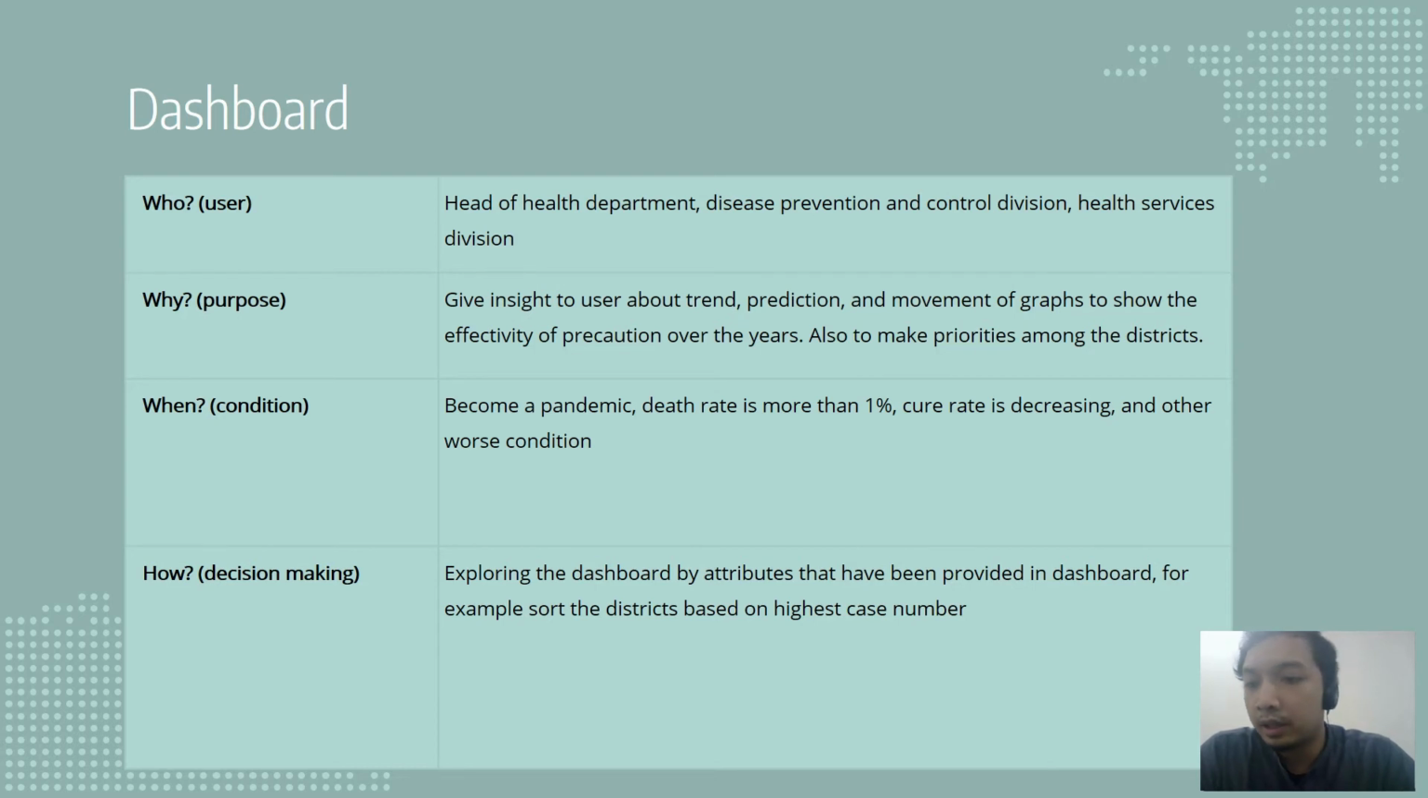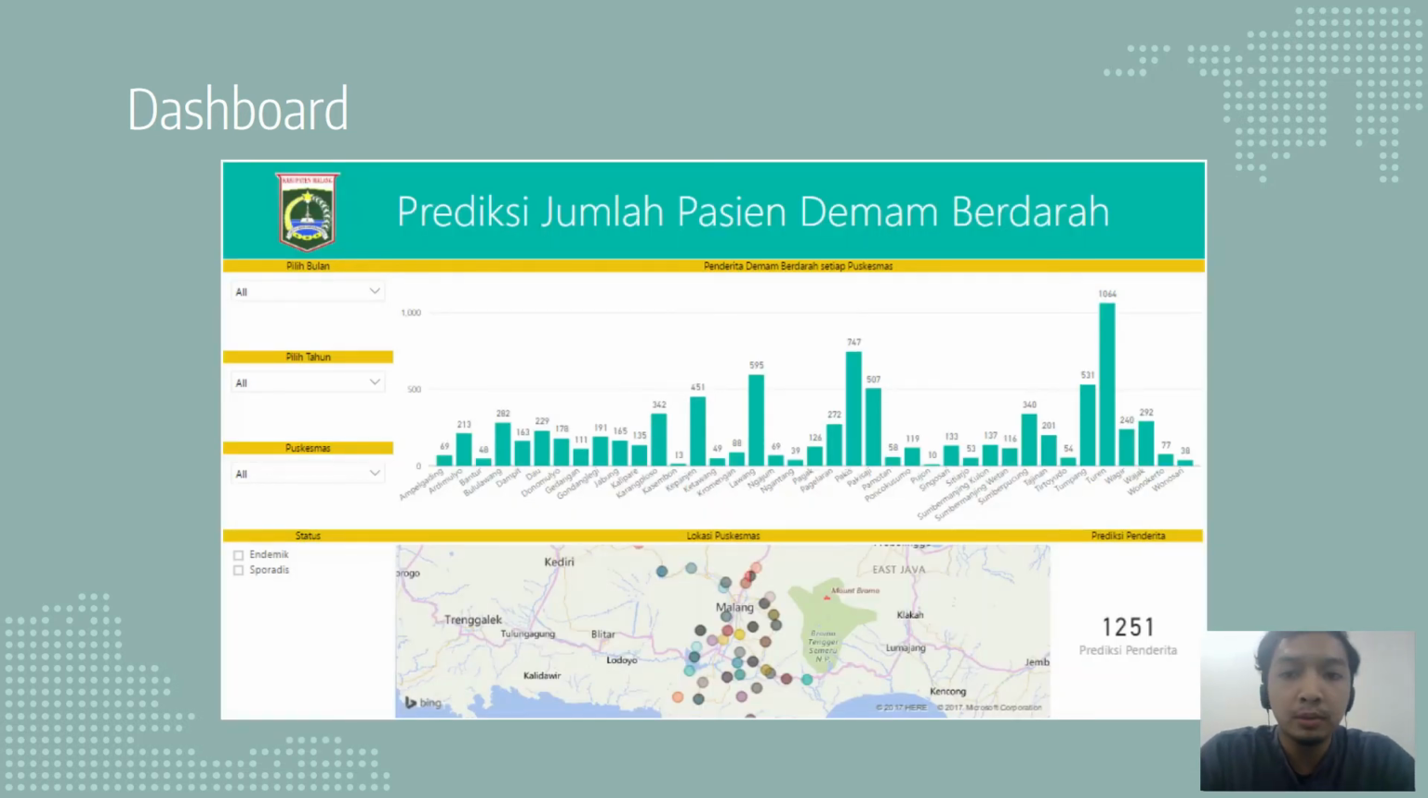And then the last is how this dashboard can be used, how the user reads this dashboard, and how to use this dashboard effectively. So it's talking about decision making. They can explore the dashboard by the attributes that have been provided in the dashboard, for example, sorting the districts based on the highest case number. So we go back to the dashboard, and I will show how to read this dashboard effectively.